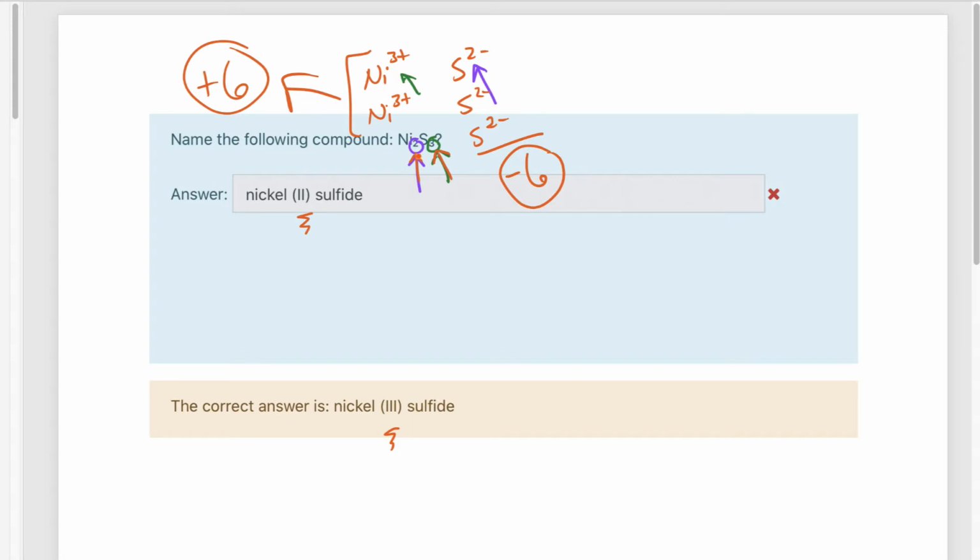And so when the subscripts here are different numbers, then really you can just use each numerical value to figure out what the actual charge is on the other cation, or other ion, I should say. And so again, since this is a +3, that's why you see the +3 in the Roman numeral in the name.